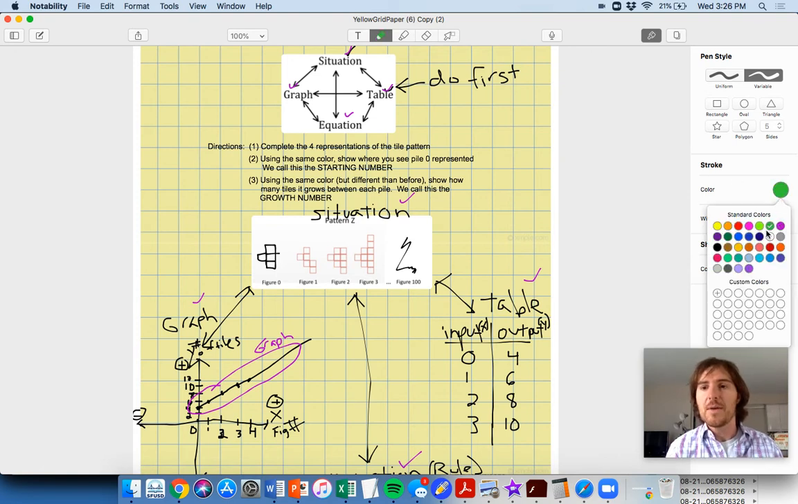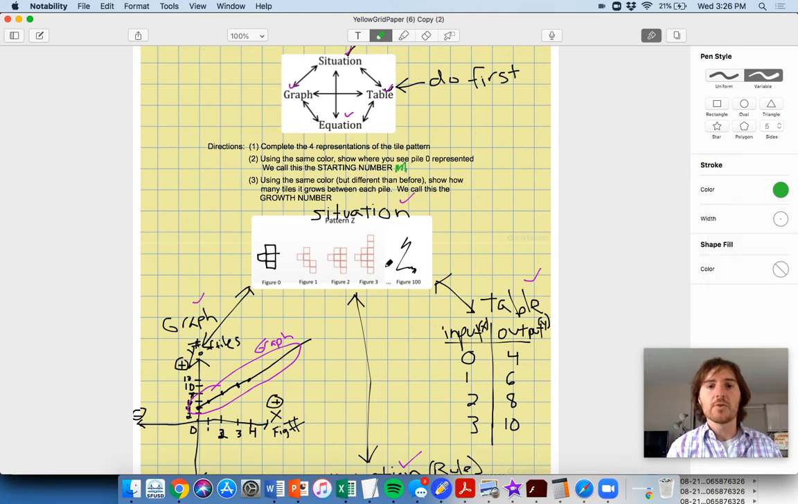All right, pile 0, okay? So we'll do this in green maybe. Do this in green here. So the starting number in the situation, that's pretty easy. This is our starting number right here, okay? And I'll call this SN. All right, there's the 4 right there.